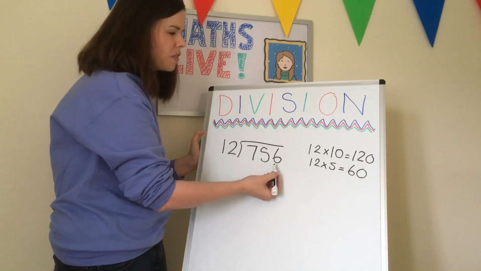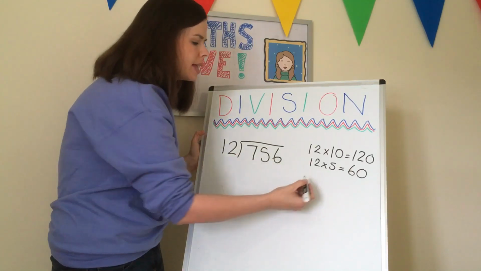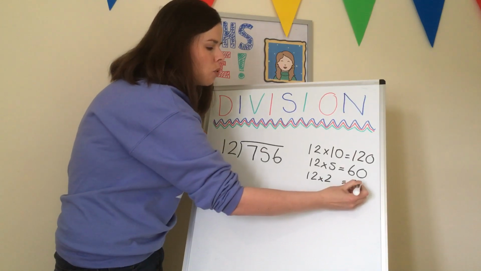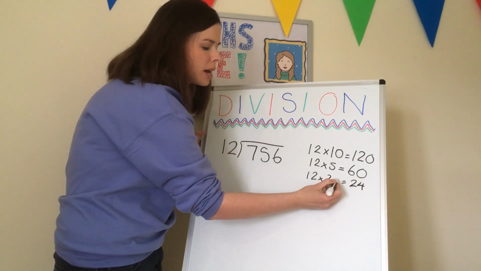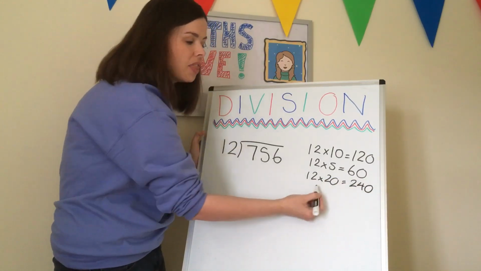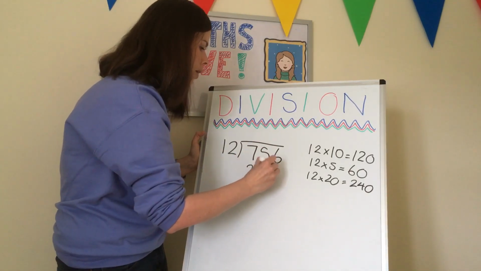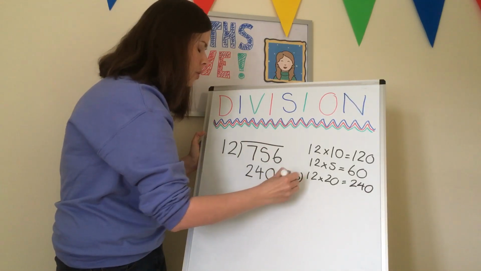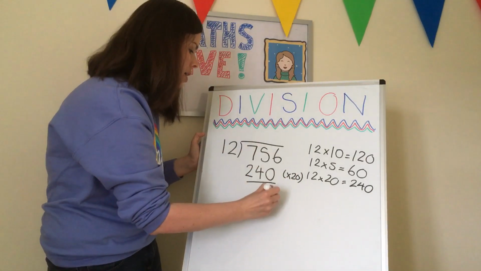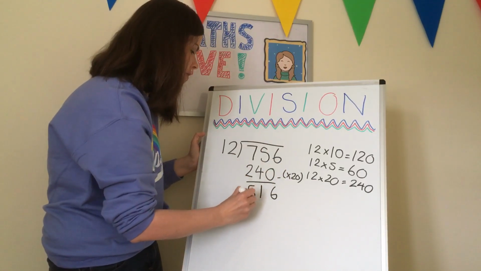Now, it's 756, so we want quite a big group of 12. I know that 12 times 2 is 24. If I do 12 times 20, I add a 0 there, I can add a 0 here. That's quite a good one to start with. So I've got 20 groups of 12. I'm going to subtract those 20 groups of 12 away. So that is 6. 1 and 5.